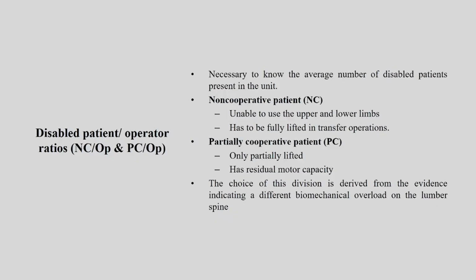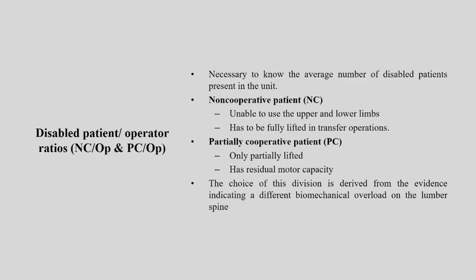So, it is necessary to know the average number of disabled patients present in that particular unit. As I mentioned, non-cooperative and partially cooperative. Under non-cooperative, unable to use the upper and lower limb both, and has to be fully lifted in a transfer operation. So, it is not that partially they are doing it, you need to move them completely from one place to another, shifting. Okay. In case of partially cooperative, only partially lifted, has some residual motor capacity. So, that is the categorization.